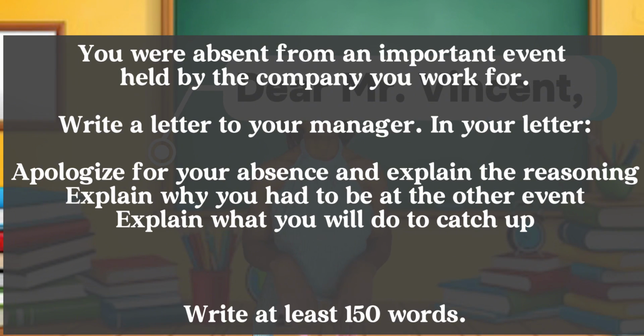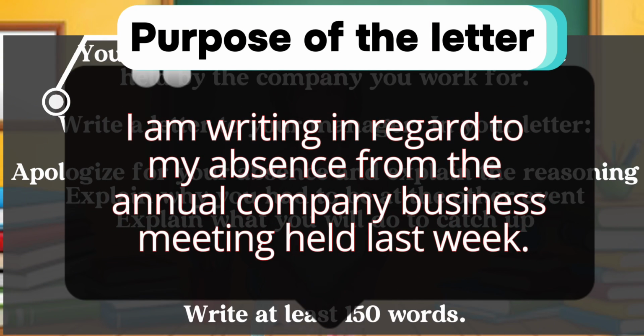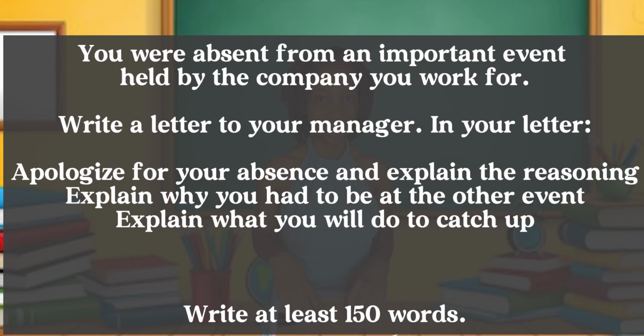If you go back to the very first sentence of your letter, you were absent from an important event held by the company you work for. And that is exactly where we're going to find the purpose of our letter. So let's proceed. I am writing in regard to my absence from the annual company business meeting held last week. As always, you don't make it too detailed. As long as you have highlighted the purpose of your letter, we can then comfortably move to address the bullet points we were given. The first one, apologize for the absence and explain the reasoning.